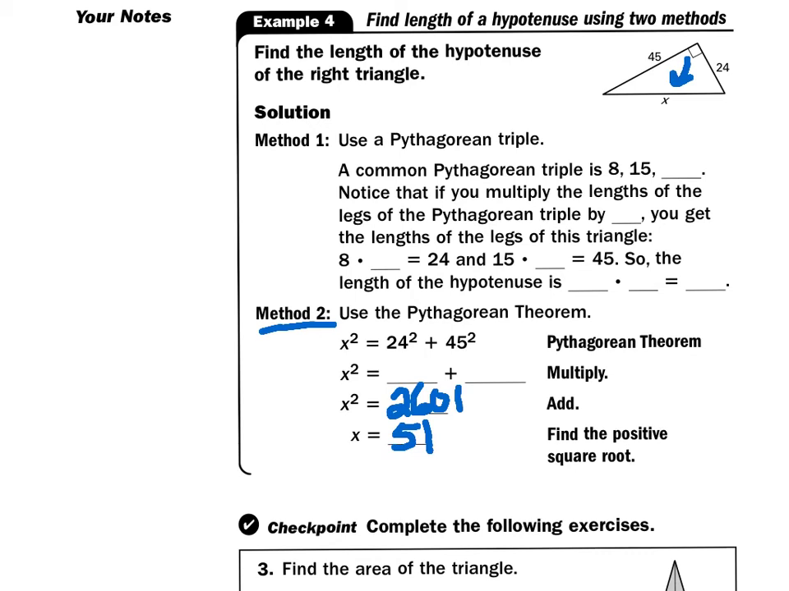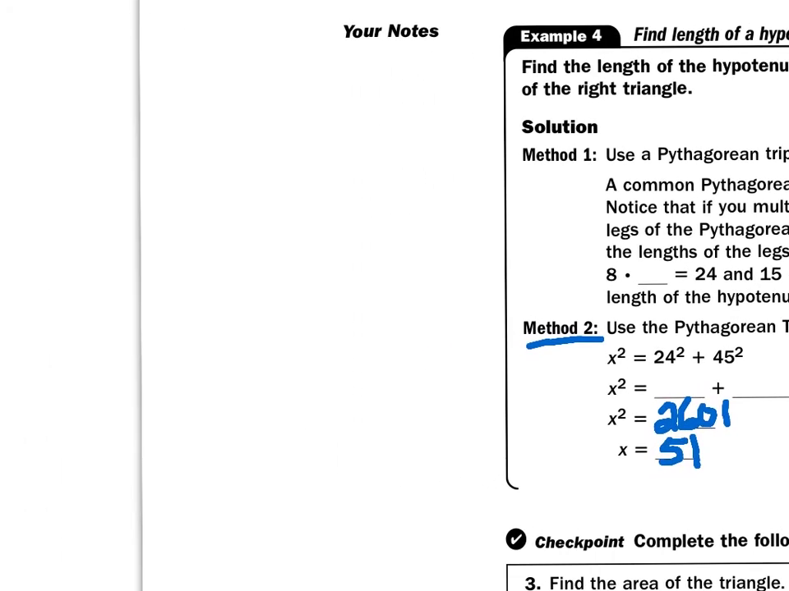Okay, checkpoint. Go ahead and do these two. Again, on 4, I don't care whether you use the Pythagorean triple, although this one might jump out at you, so it might be easier to use the triple. Now, before you stop, let me come over here and draw the Pythagorean theorem for you, just to make sure you really understand this.